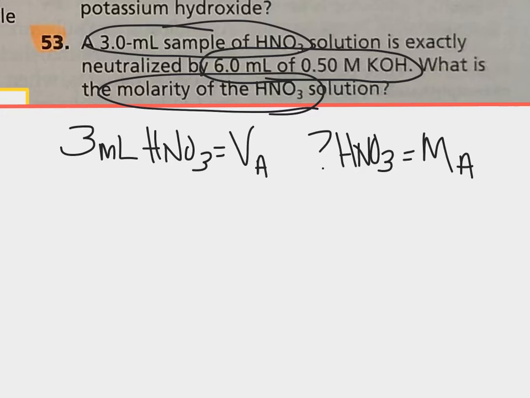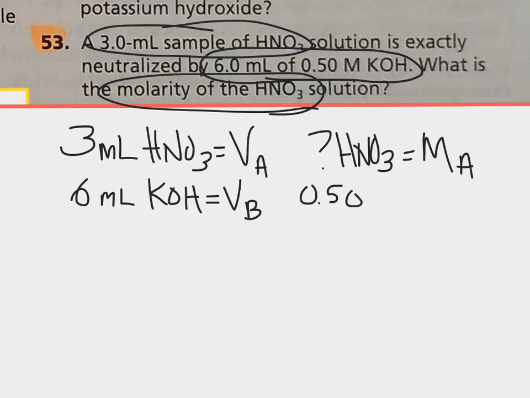I'm just writing down the information I need and that I have. And from there, hopefully, I can take those steps forward to help me out. Now, I do know that I have 6 milliliters of potassium hydroxide, and anything with the hydroxide on it is going to be my base, which is why I'm going to call that VB, volume of B. And I also know the concentration is 0.5 molarity for potassium hydroxide. So that is going to be my molarity of B, which is my base. All right, so that's the only information I have.